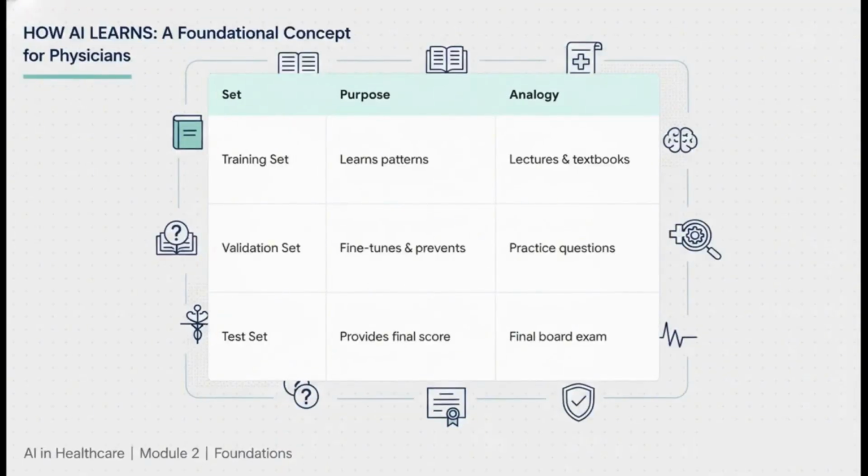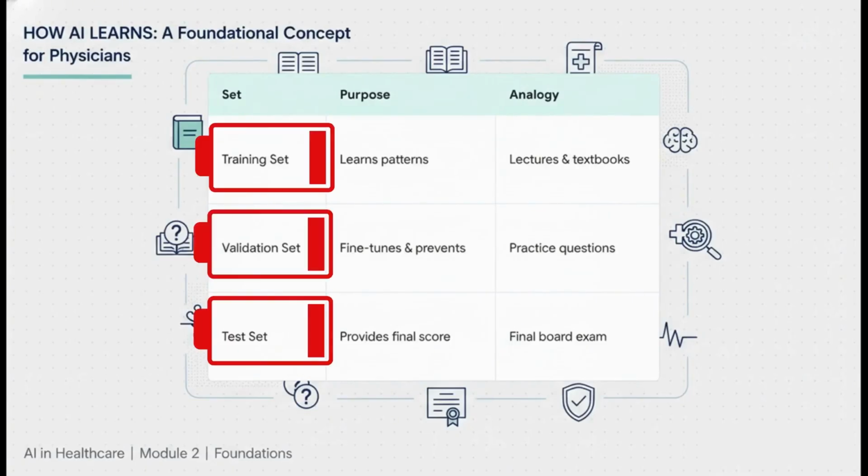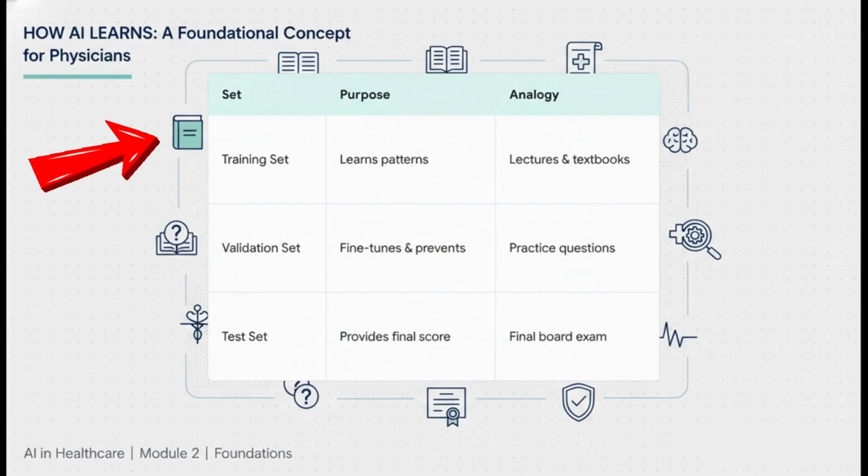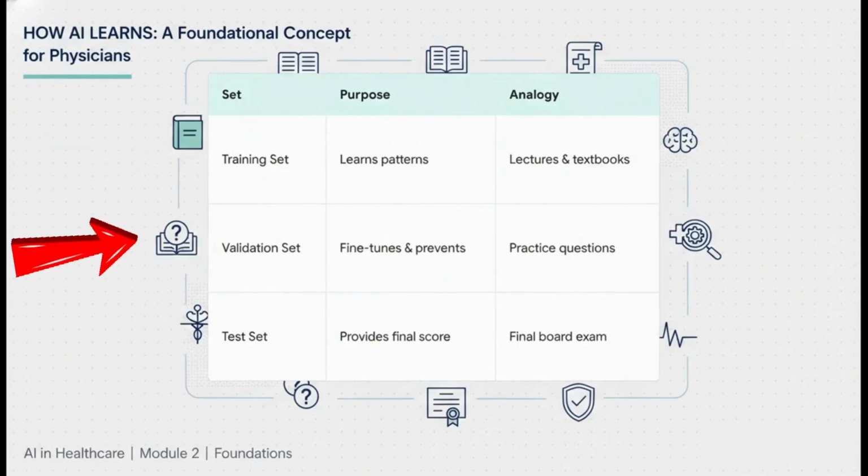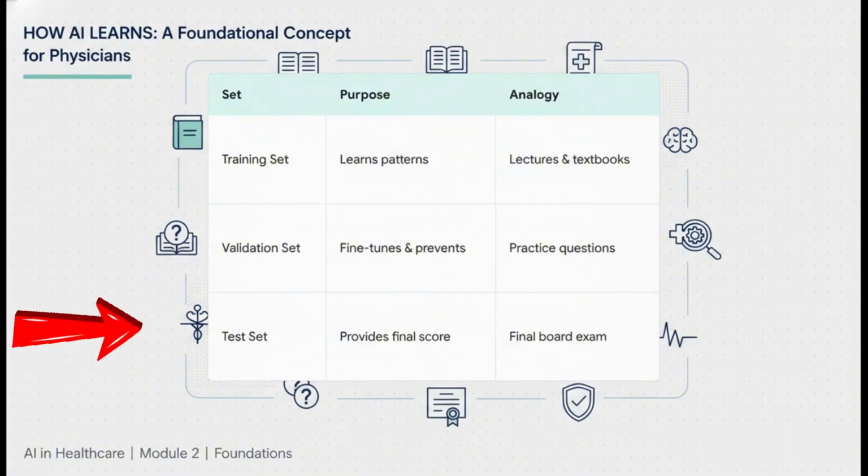And here's a great way to visualize how that's done. The data gets split into 3 separate buckets. First, you have the training set. Just think of this as all your lectures and textbooks. It's where the AI does all its foundational learning. Next is the validation set. This is like doing practice questions. It's how we fine-tune the model and make sure it's on the right track. And then finally, we have the test set. This is it. This is the final board exam. It's completely new material that gives us a real unbiased grade on how well this AI is actually going to perform out in the real world.